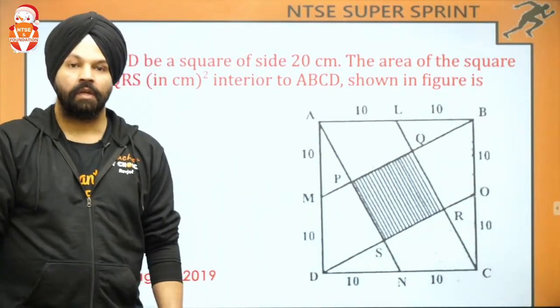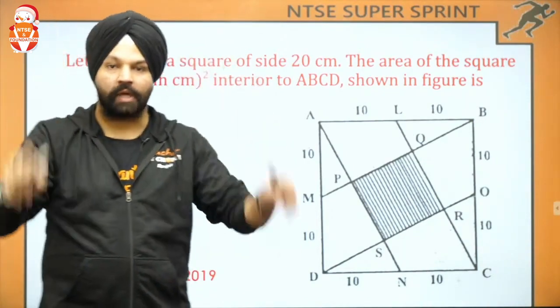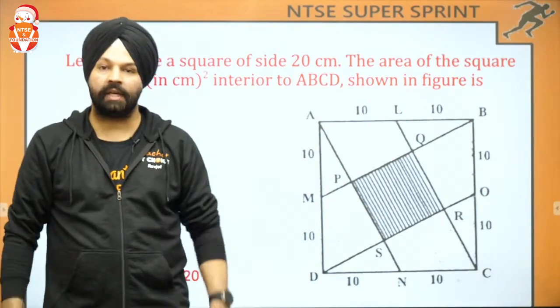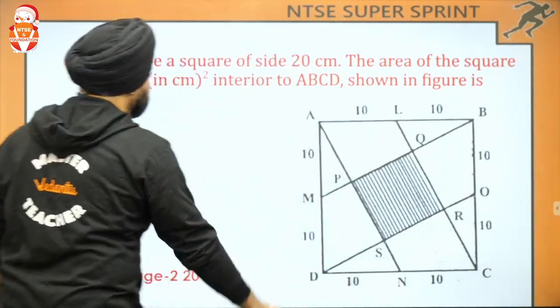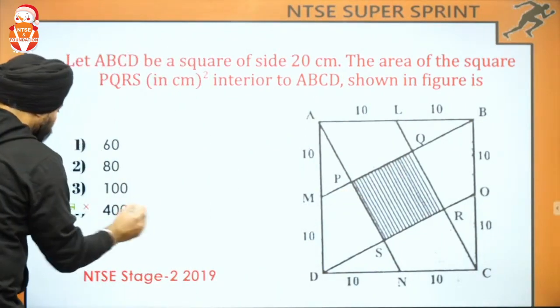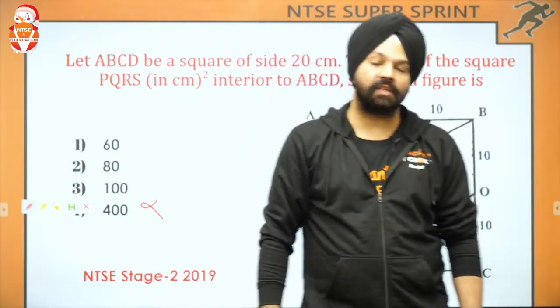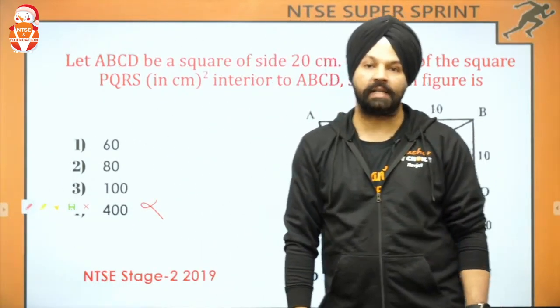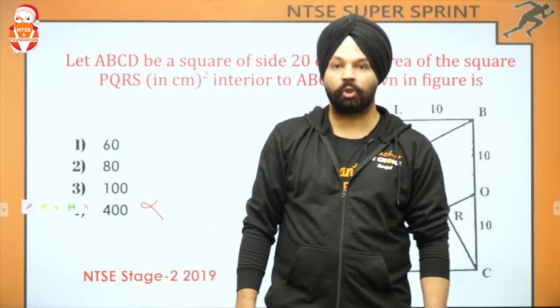Why? The size of the square is 20. What is the area of the bigger square? 400, because the side is 20. If the area of the bigger square is 400, then the area of the smaller square, which he is asking, can never be 400. So one of the options is gone, right? We are left with 60, 80, 100 and we need to check what the answer is. We need to find one answer among 60, 80, 100, and we need to apply a little logic.